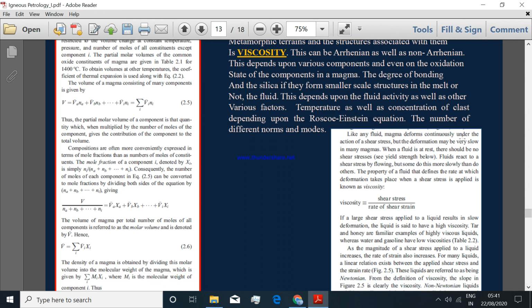And like any fluid, magma deforms continuously under the action of shear stress, and this is important. But the deformation may be very slow in a magma. When a fluid is at rest, there should be no shear stress, and fluids react to shear stress by flowing. The viscosity is defined as shear stress divided by the rate of shear strain. The shear stress can be denoted as tau, and the rate of shear strain is denoted by gamma dot. Actually, viscosity is the quantity that measures how much the magma hinders the flow inside or nearby its structure.